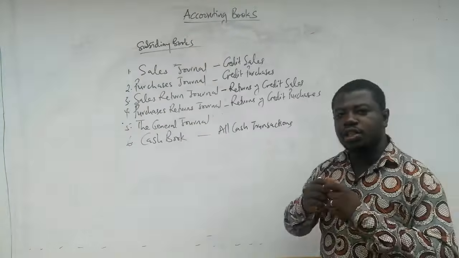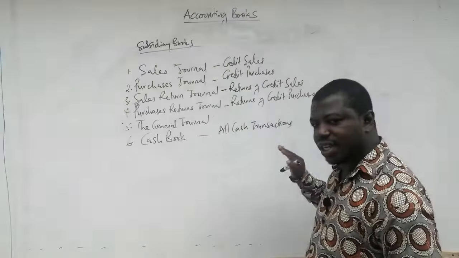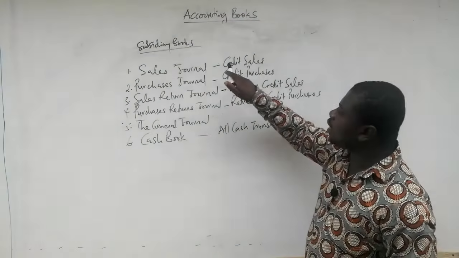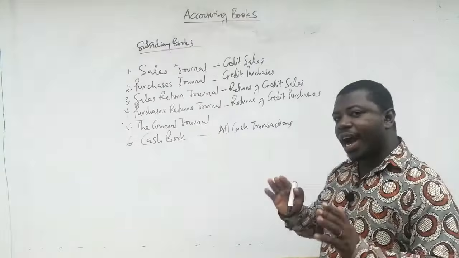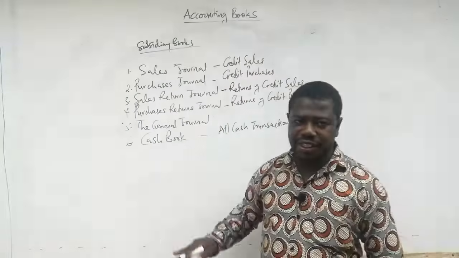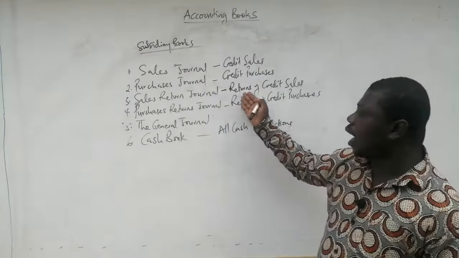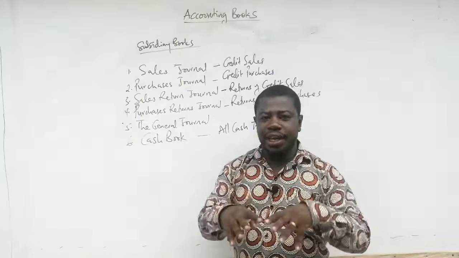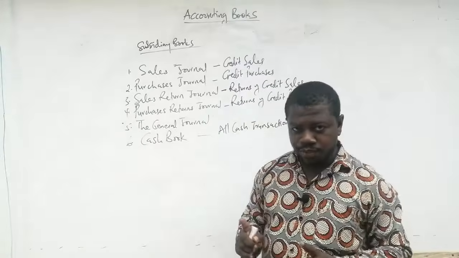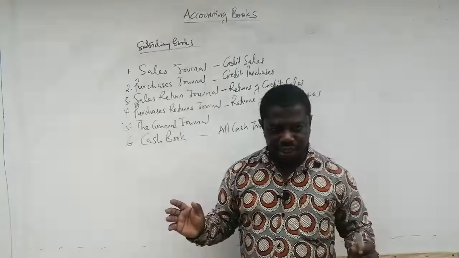The cash book is specially made to record all cash transactions. Take note that for the sales journal and the purchases journal, I specifically made it clear that we are recording only credit items for sales and purchases. And these two other books are to cater for the returns of those two credit items.